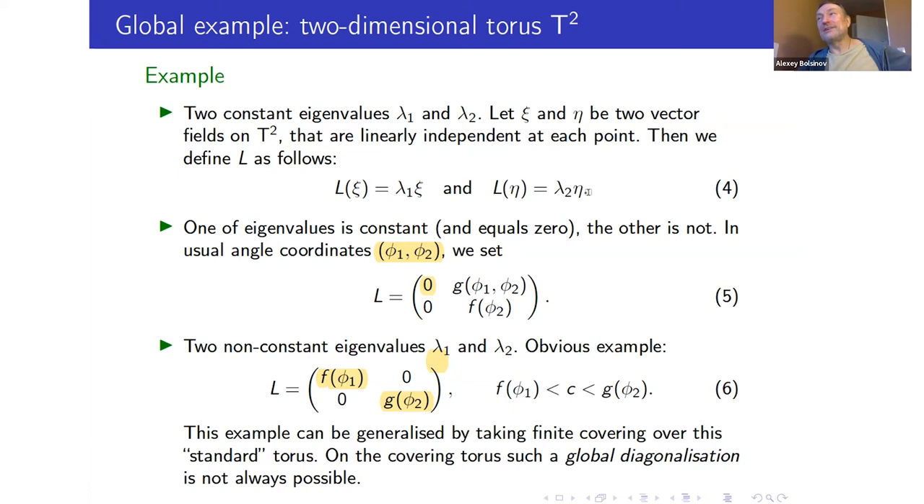Or you can do the following: take two arbitrary vector fields xi and eta on the torus which are linearly independent everywhere. Then there are many situations. Some of them are not as simple as parallel meridians; it could be something more complicated. The only condition is that they are linearly independent. Then we define our operator in this way: xi is an eigenvector with eigenvalue lambda 1, and eta is an eigenvector with eigenvalue lambda 2. Lambda 1 and lambda 2 are different. So you will get an operator which is Nijenhuis. In dimension two, by the way, every operator with constant eigenvalues is Nijenhuis.